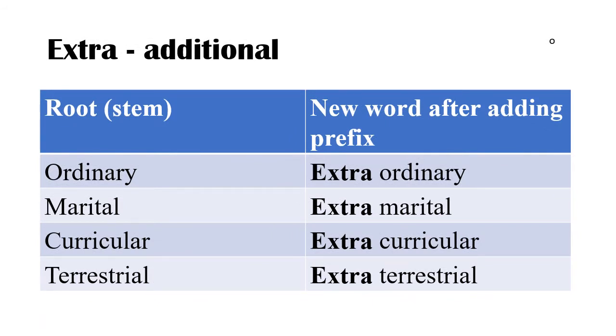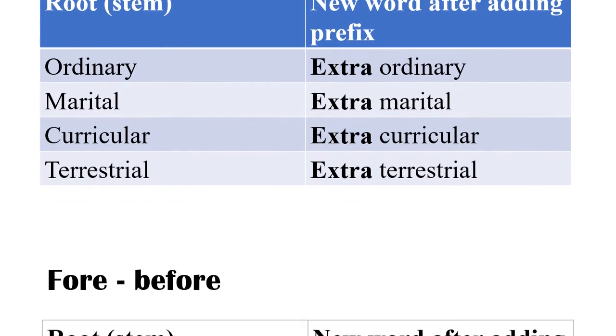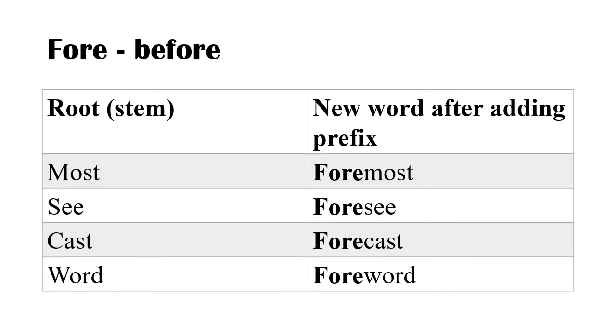Extra means additional. The words formed after adding prefix extra are extraordinary, extramarital, extracurricular, extraterrestrial. Fore means before. The words formed after adding prefix fore are foremost, foresee, forecast, forward.